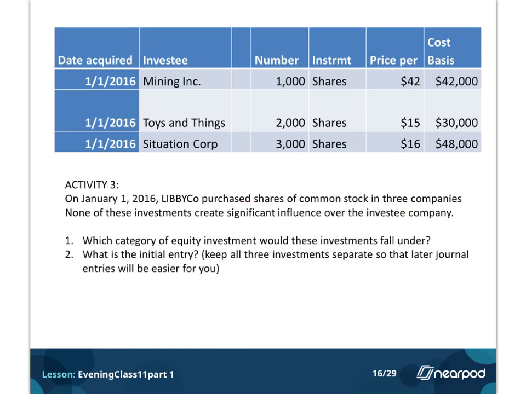We purchase shares of common stock. None of these create significant influence. So let's see. These are going to be in the passive, the less than 20 category for the equity investments. And what is the initial entry going to be? All right. Well, I'm going to record them straight away in one entry.